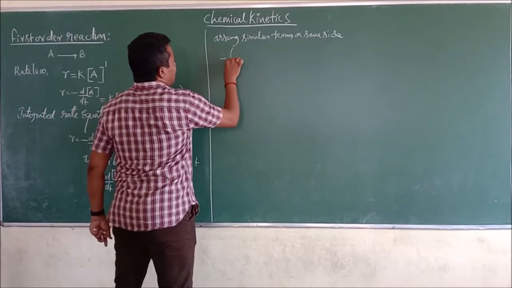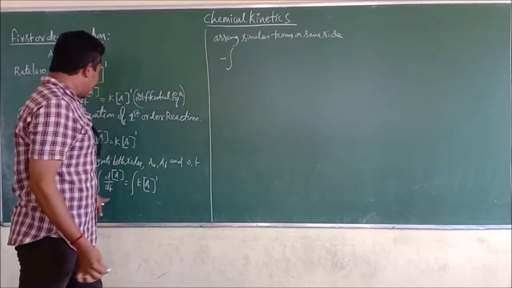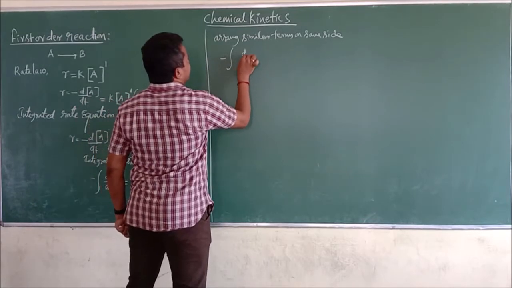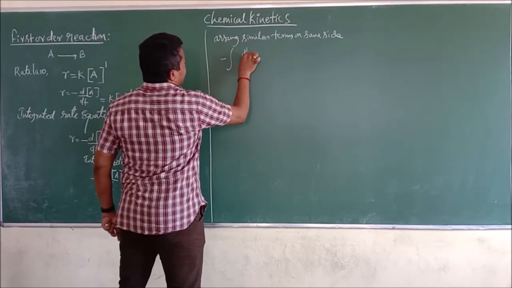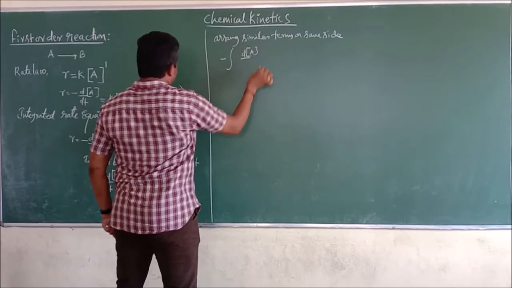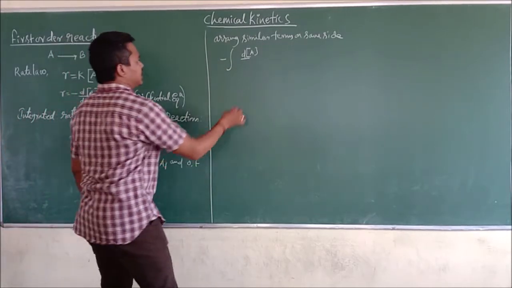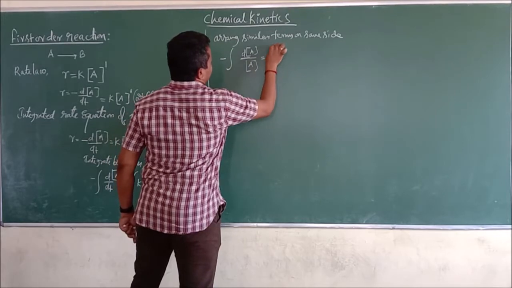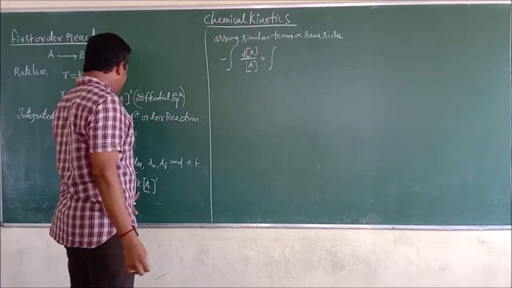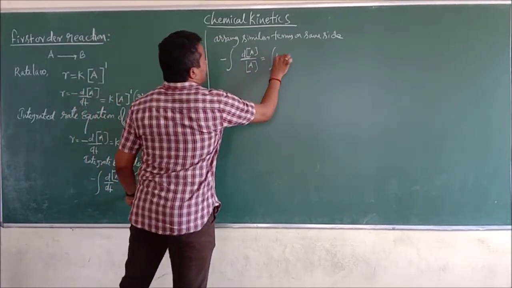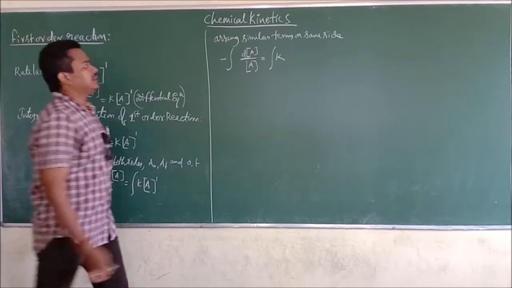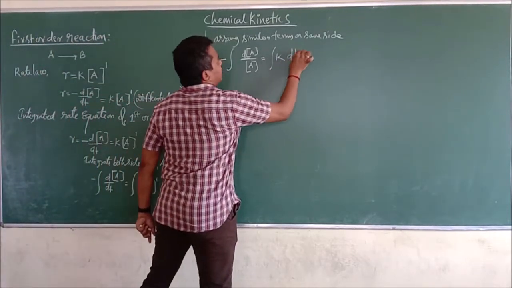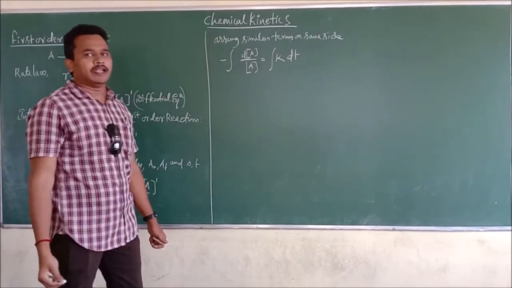So that integration of minus, this d of A by this A, I will write this side, this concentration of A I will write this side. That is equal to integration of k, this dt I will send that side. This is the proper format to do the integration.